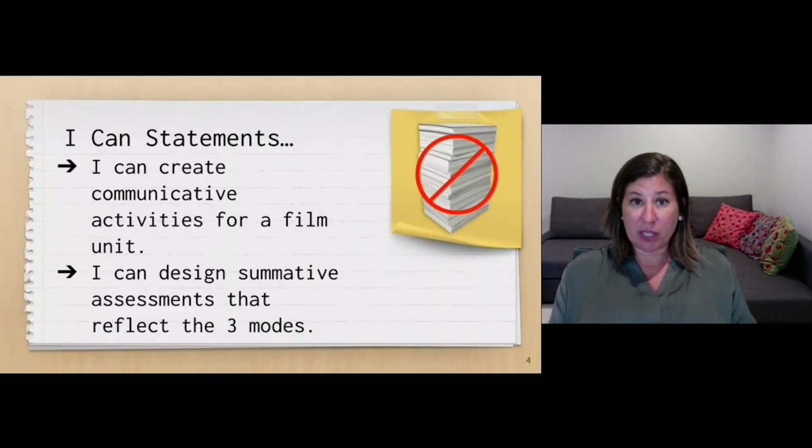Today, we are going to create communicative activities for a film unit, and I'm going to show you some summative assessments that reflect all three modes that can then be used after the film unit. So, in the image on the screen, you see a giant stack of papers with an X through it. To me, that represents all the film packets that have been written and are handed out these days.